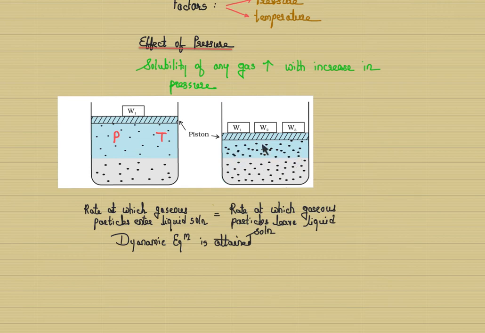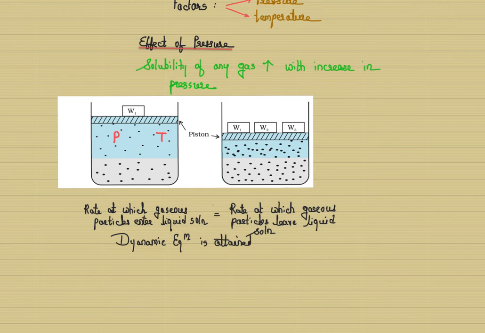As more gaseous particles move into the liquid solution, the pressure once again gets restored as before. It once again would become P. And once the equilibrium is restored, more gaseous particles would be found in the solution, which means the solubility of a gas would increase if you increase the pressure.